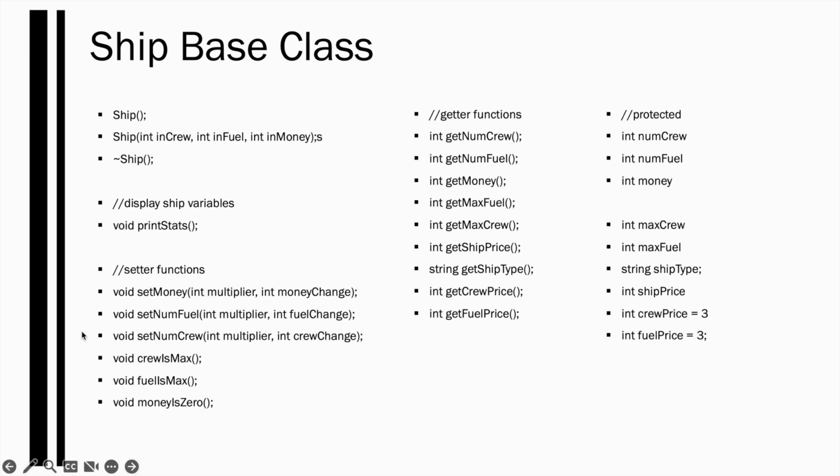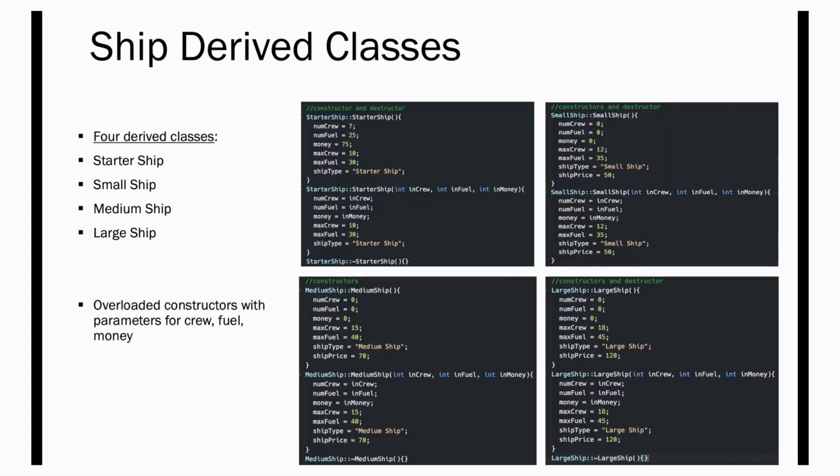The setter functions for money, fuel, and crew require a multiplier, which will be 1 or -1 to indicate if the resource is being increased or decreased. The variables are all protected so that the derived classes can access them. There are 4 derived classes from ship. That includes the starter ship, the small ship, the medium ship, and the large ship.